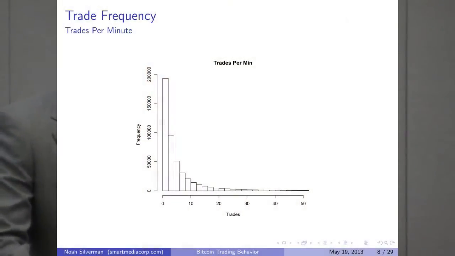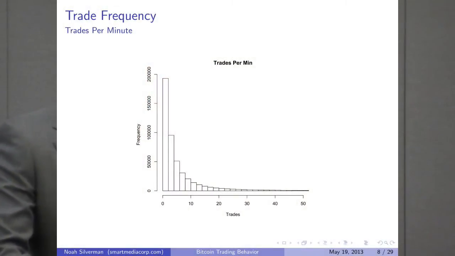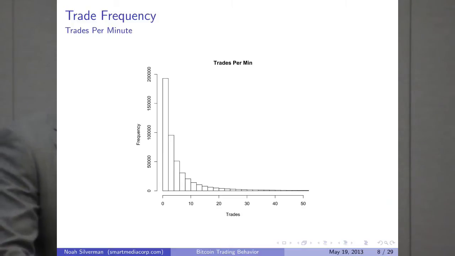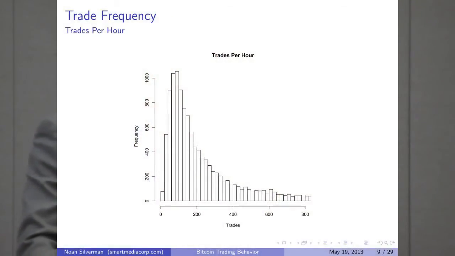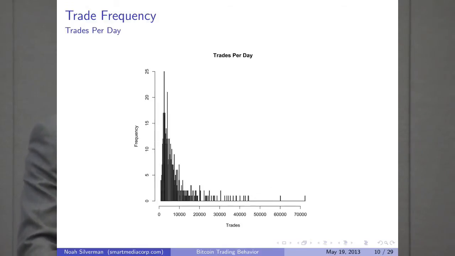First thing I want to look at is how often does this thing trade? And we're looking at trades per minute. And you can see most minutes have 1 trade, 2 trades. You rarely see more than 15 or 20 trades per minute on MountGox, and that's current up through midnight of last night. So then we stretch the time frame and we say, well, what kind of trades are we looking at per hour? And 100 and change is the median trades per hour.